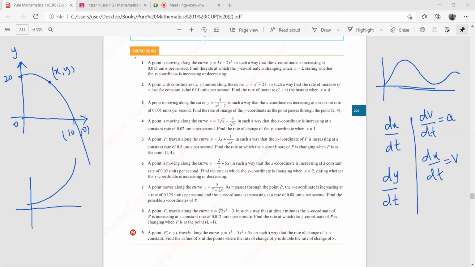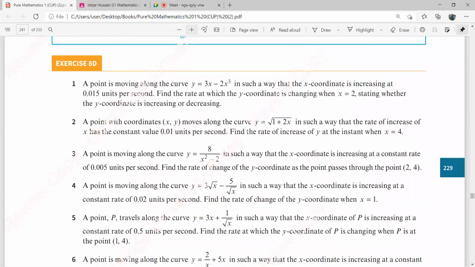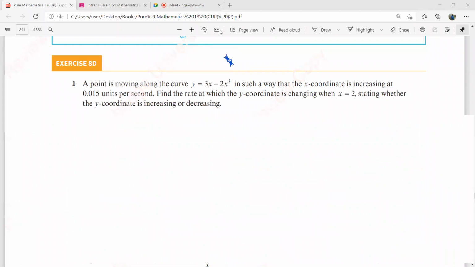In this particular exercise 8D and the exercise following this, look at question number 1, for instance. Let me enlarge this a bit, and let me have some space for working here. If you look at this question, guys, it says a point is moving along the curve y is equal to 3x minus 2x cubed in such a way that the x coordinate is increasing at 0.015 units per second.